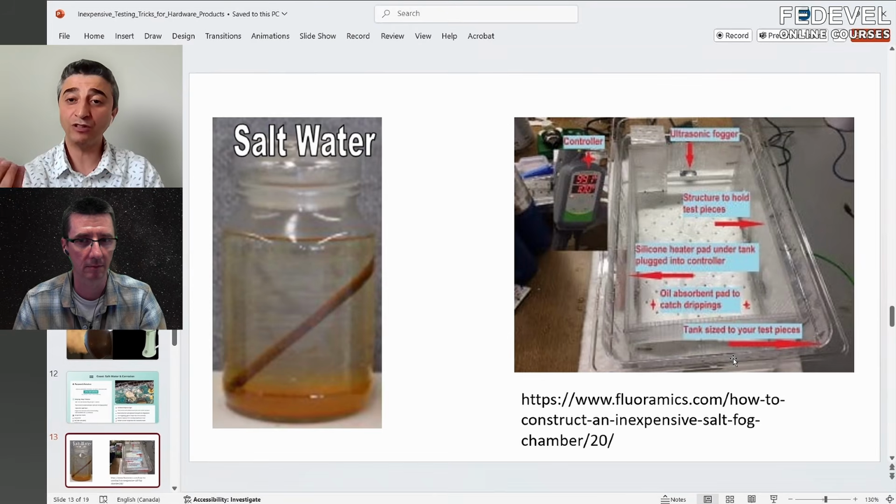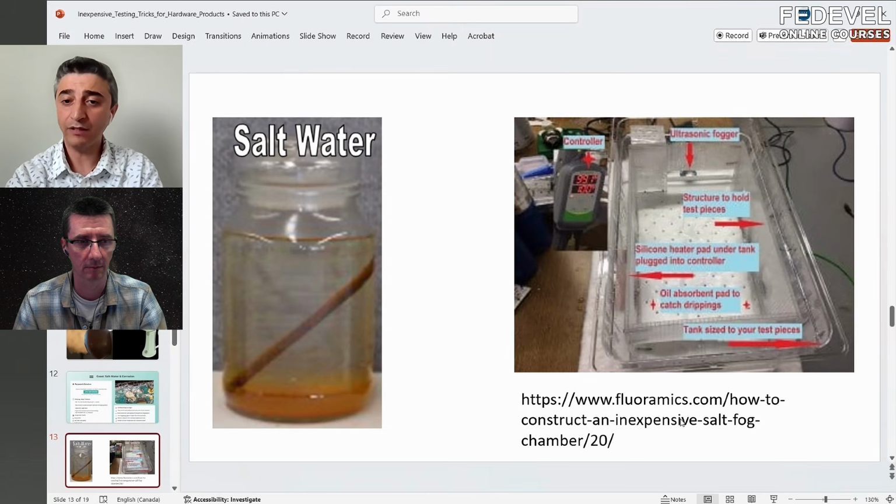So you can use an ultrasonic fogger and then put your devices here and then heat everything up. And that way you can probably cause that sea salt water effect so that you can show how your device is responding to that corrosion if it has to be.